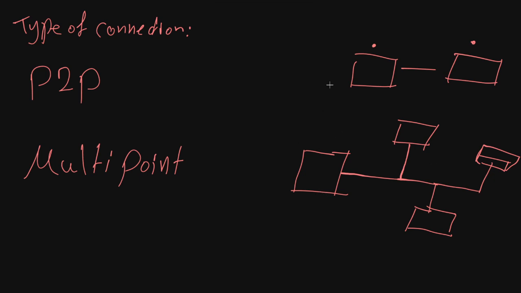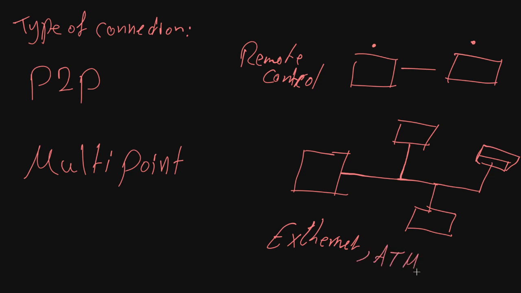Here is an example for the remote control: only one controller for one TV or one receiver. But here is an example of what we actually use in internet computer communication, which is the Ethernet and the ATM machines, but we're not going to talk about that.